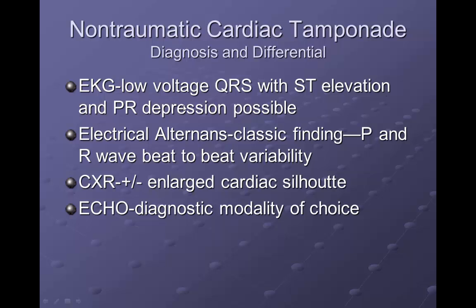Again, EKG with low voltage QRS and ST elevation and PR depression. Electrical alternans is a classic finding. Remember that. Chest X-ray could be completely normal or could show an enlarged cardiac silhouette indicating that there's pericardial effusion. And even though an echocardiogram is the modality of choice for diagnosis, it's not an indication alone for pericardiocentesis. You also have to look at the clinical signs and symptoms of the patient.